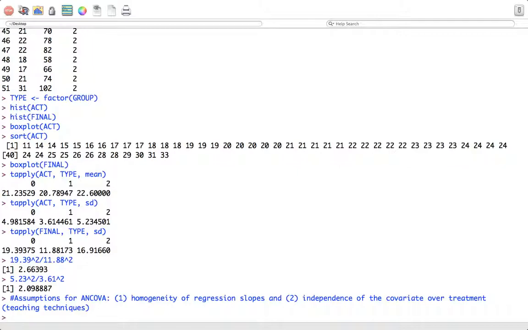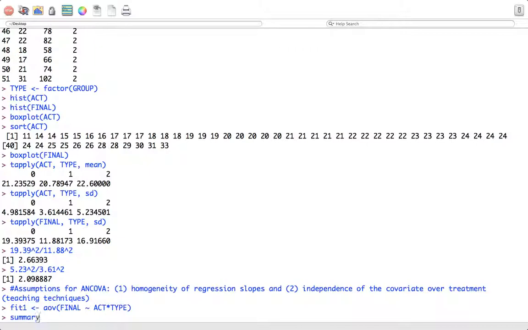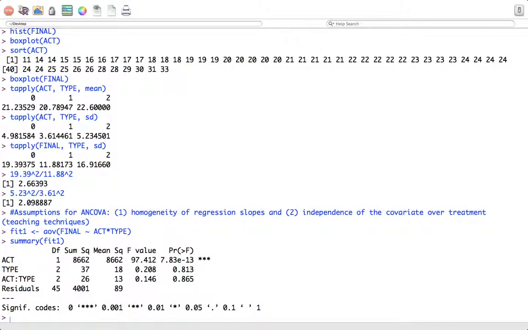If it's not statistically significant, then we don't violate that assumption. So I'm going to start this out with just fit 1 because we're going to be doing multiple fits throughout this. I'm going to run ANCOVA, and I'm going to run my final over my ACT as an interaction with, what did I call that, type. So summary, fit 1. Now here's a case where we're hoping we don't have statistical significance. And you can see that the p-value of 0.865 fails to reject the null. So guys, we're okay with the first assumption, the homogeneity of regression slopes.